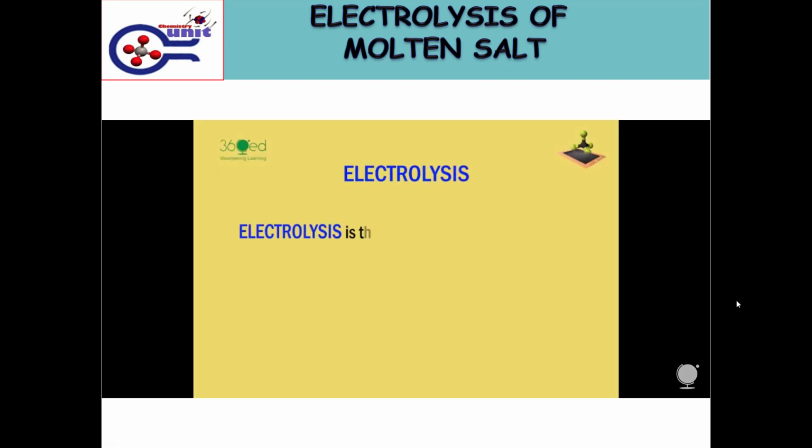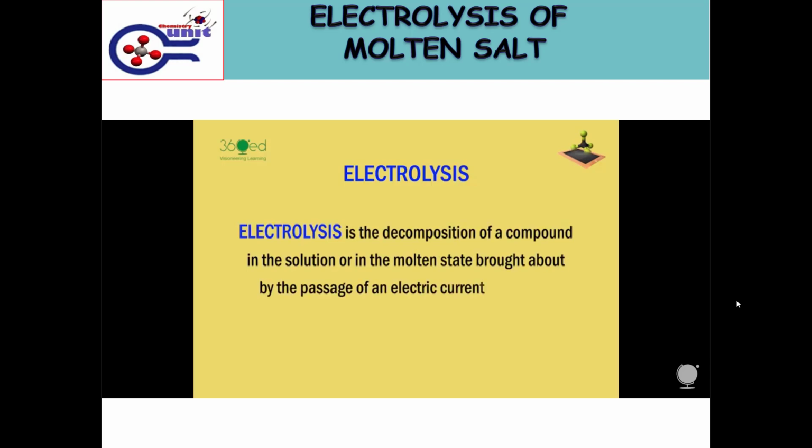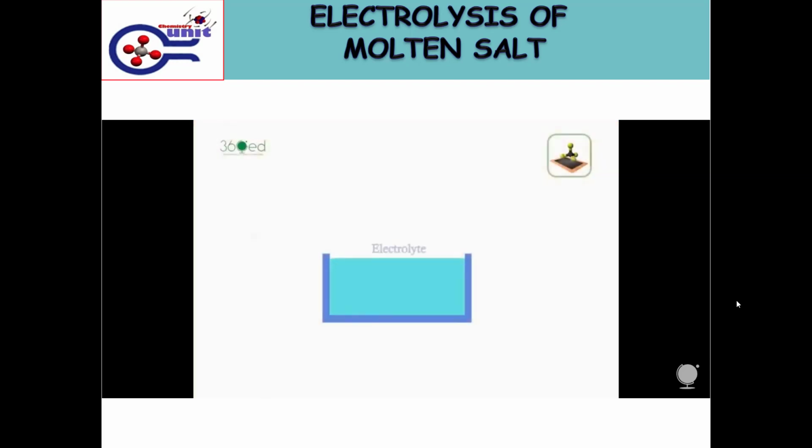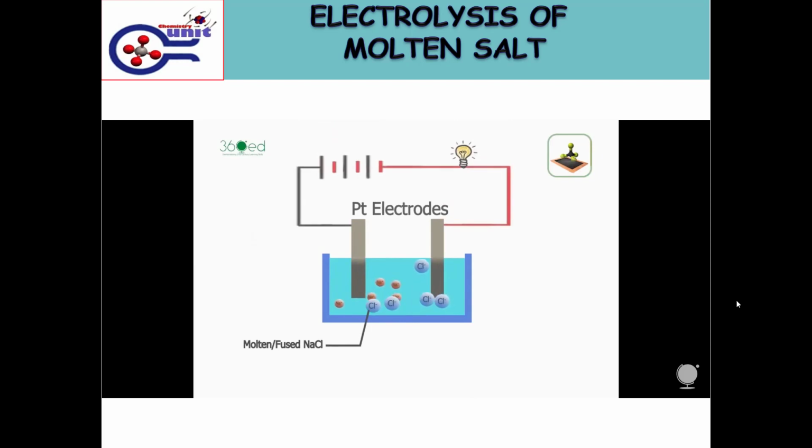Electrolysis is the decomposition of a compound in a solution or in a molten state brought about by the passage of an electric current through it. In electrolysis, a substance in molten state or in a solution which conducts electricity is called an electrolyte. In molten sodium chloride, sodium ions and chlorine ions are freely moving. Two platinum rods would be used as electrodes. The electrode which is connected to the positive terminal of the battery will become the anode. And the electrode which is connected to the negative terminal of the battery will be called the cathode. The apparatus is set up as shown in the figure.